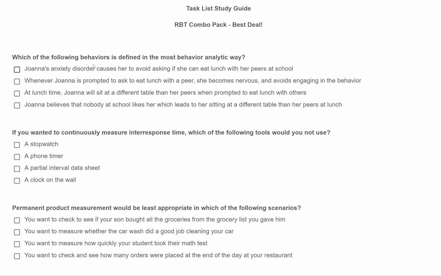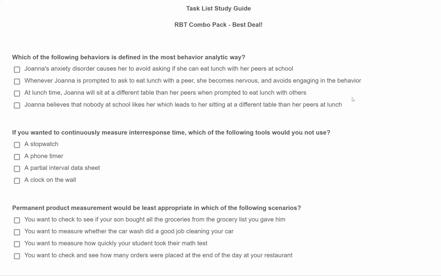Because can you really observe and measure anxiety disorders? No, those things are internal. Now we might have more specific behavioral definitions for other behaviors associated with it, but we're never going to say the disorder causes her to avoid asking. Just like you would never say the autism causes so-and-so behavior. So A is wrong.